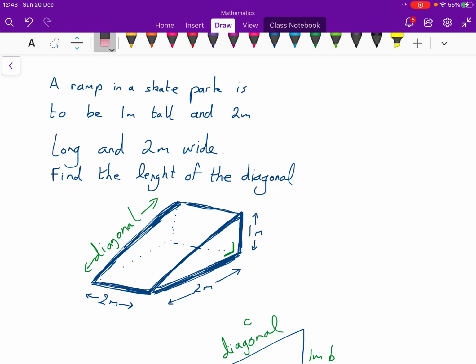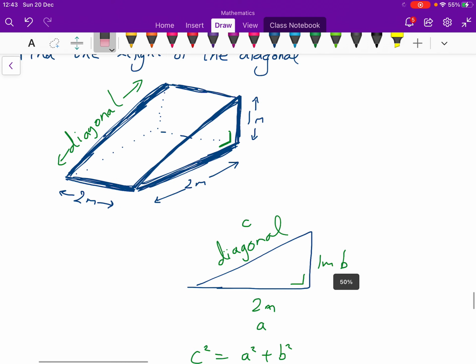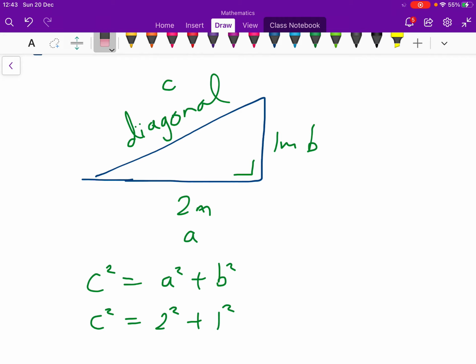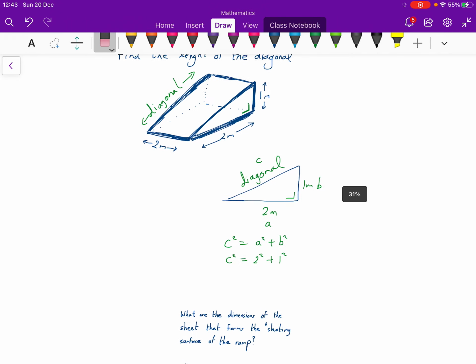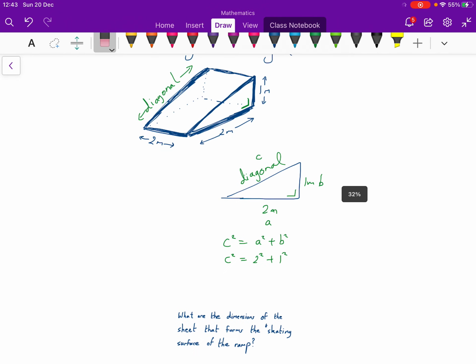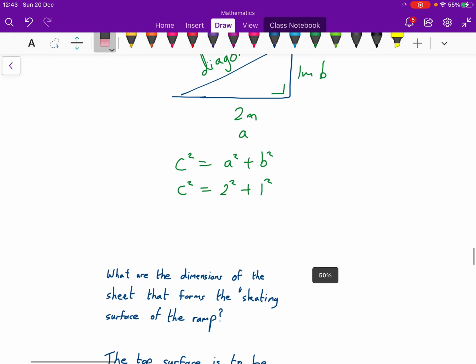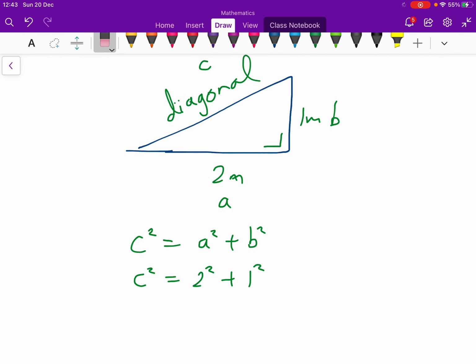So we have our diagram. Let's just draw a diagram at the side to make it easy. So it's going to be 1 meter tall, 2 meters long. So we have that, and we have our diagonal marked. So let's use Pythagoras theorem now to find the length of that ramp. The first question asks what the dimensions of the sheet to form the skating surface are. We'll worry about that in a second. How long is that diagonal?